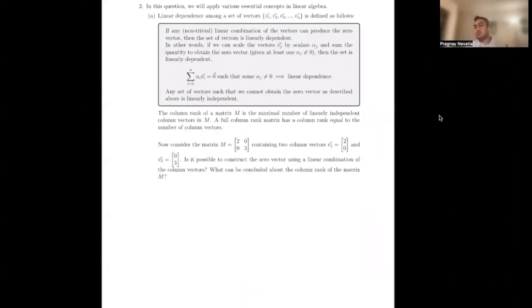Here in this question, we'll explore a lot of different concepts in linear algebra through these different parts. The first question is about this matrix M, and it's asking whether it's possible to construct a zero vector using a linear combination of the column vectors. What does a linear combination really mean? It's where you multiply the columns by arbitrary scalars and then add those columns together.